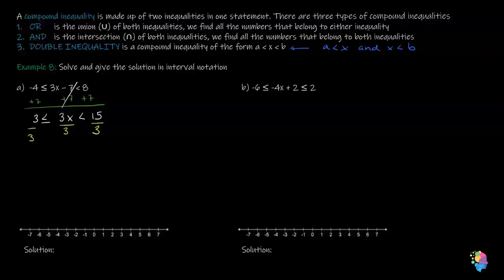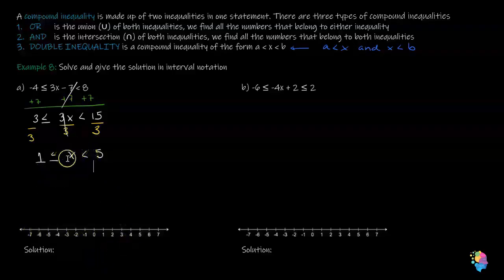From left to right, 3 divided by 3 will be 1. Bring the inequality. In the middle, 3 divided by 3 again will be 1x, or just x. And then on the right side, 15 divided by 3 will be 5. So what does this mean? How do I go from the inequality to the graph to the interval notation solution?